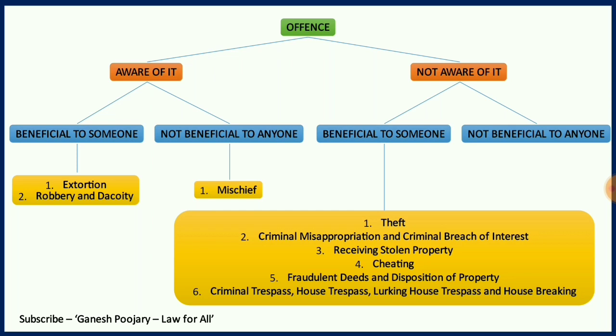Now let's look at the things which you are not aware of. When I am saying you are not aware of it, these things are happening with you but you don't have any information. Here there is nothing that is not benefiting to anyone, but there are items which are benefiting to someone. I have 5 such offences here. They are theft, criminal misappropriation and criminal breach of trust, receiving stolen property, cheating, fraudulent deeds and disposition of property, and criminal trespass, house trespass, lurking house trespass and housebreaking.